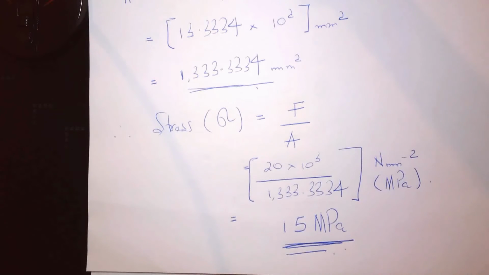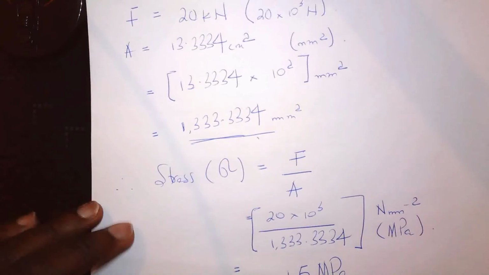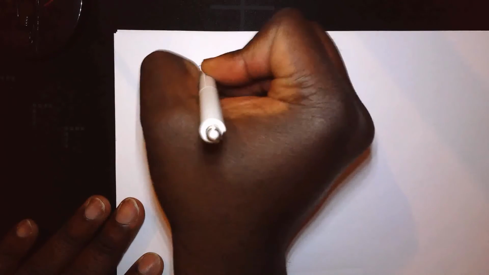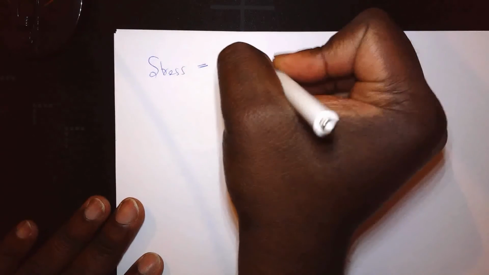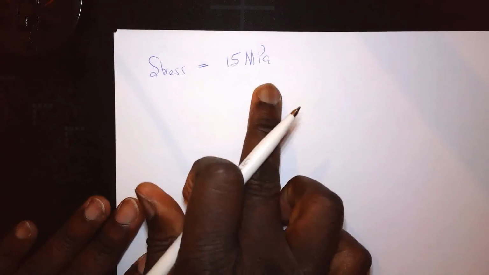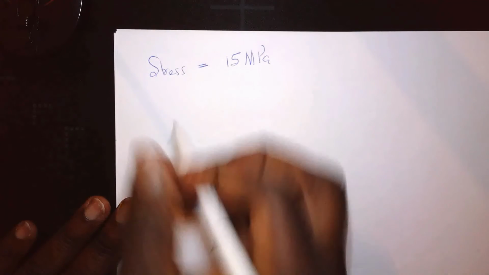And there we have it. So now that we've calculated the stress, we can then work out the strain. Then once we've worked out the strain, we can easily work out the change in length or the extension. So we calculated the stress, and that gave 15 MPa. So let's not forget, M represents a million.